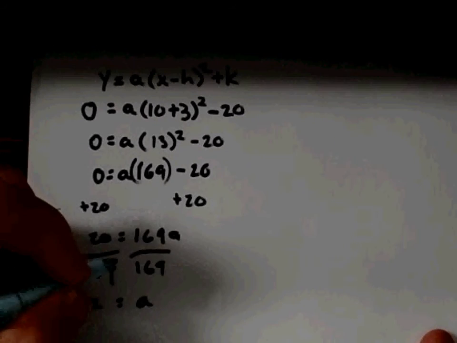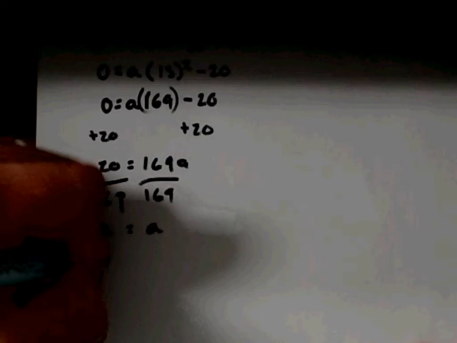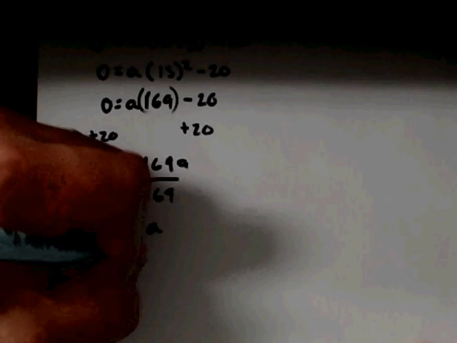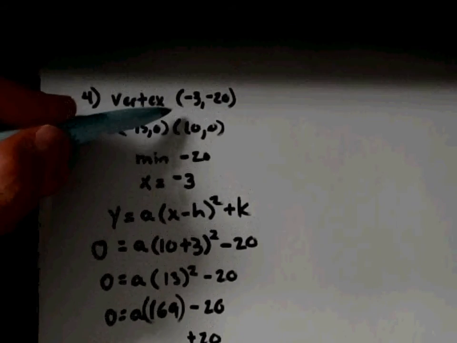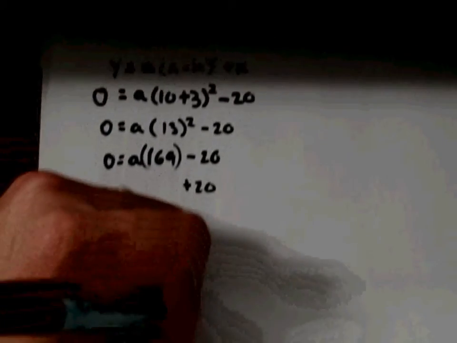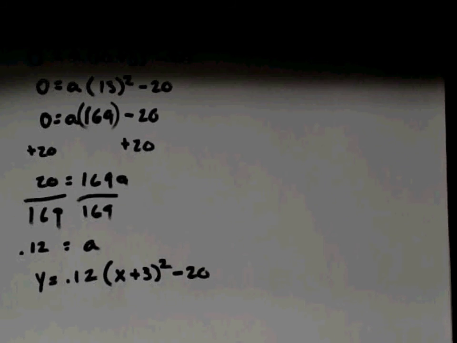Pretty close. All right, and so since I have my a, I'm going to substitute her in. Y equals 0.12 times x. My vertex, my x-coordinate was negative 3, and so that negative 3 is going to make a positive 3 squared. My negative 20 is going to make a minus 20, and we be done. There she goes.